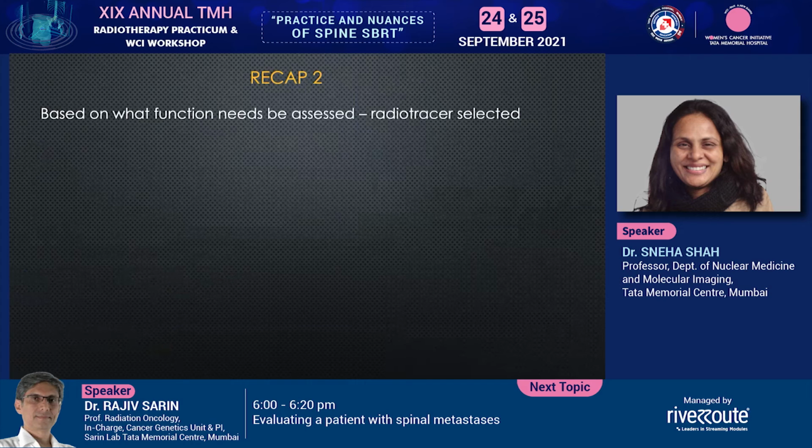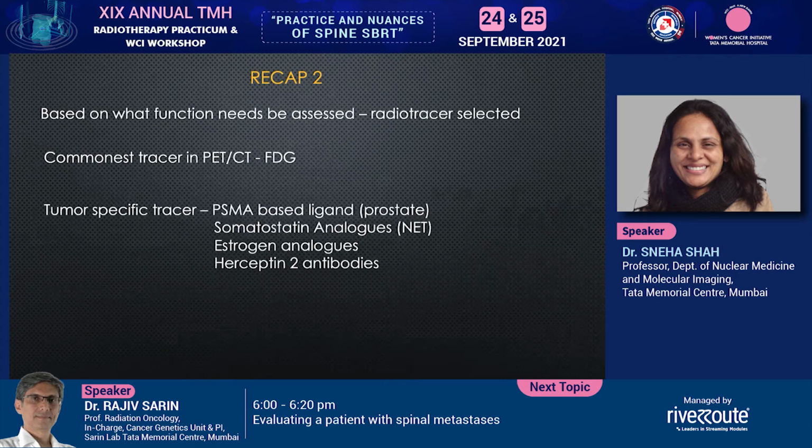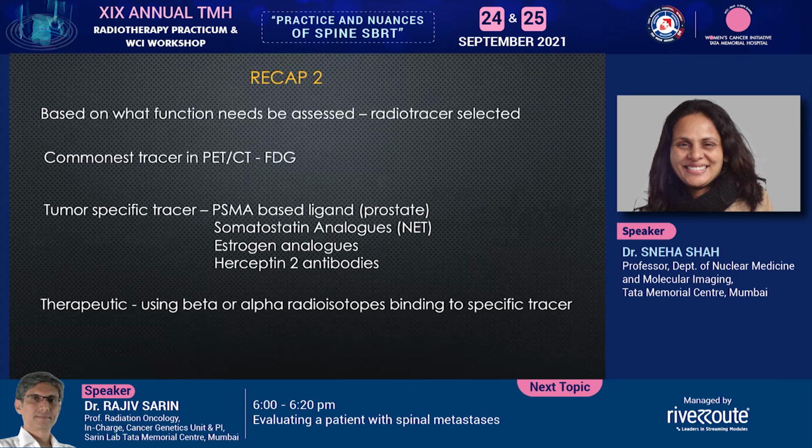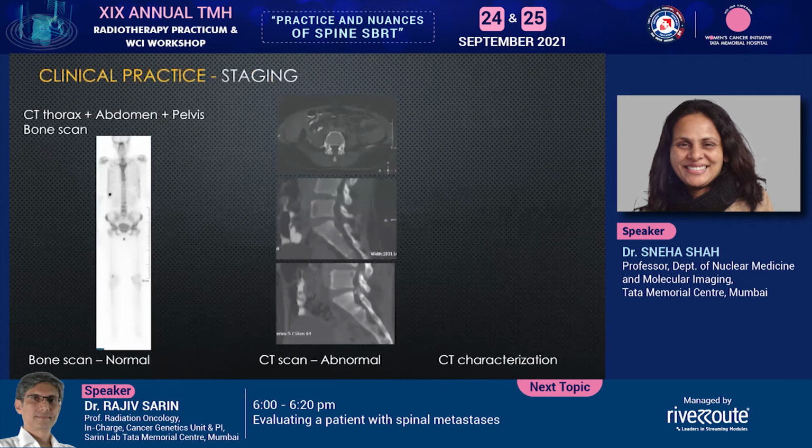So to recap, based on what function is to be assessed, we could select the radiotracer. The commonest tracer in PET-CT is FDG. Tumor-specific agents, what we mentioned, were PSMA, DOTA-TATE, TOC against the somatostatin receptors, estrogen analogs for breast, or Herceptin antibodies. There are therapeutic radioisotopes available, which could be beta or alpha emitting.